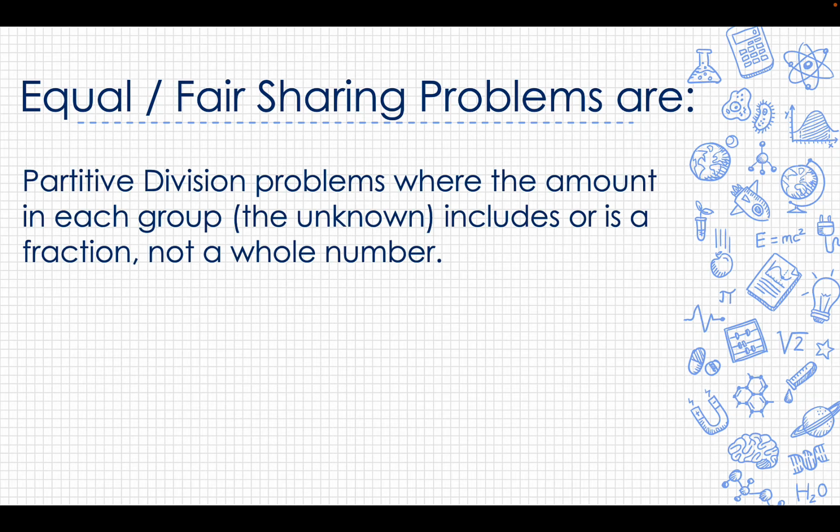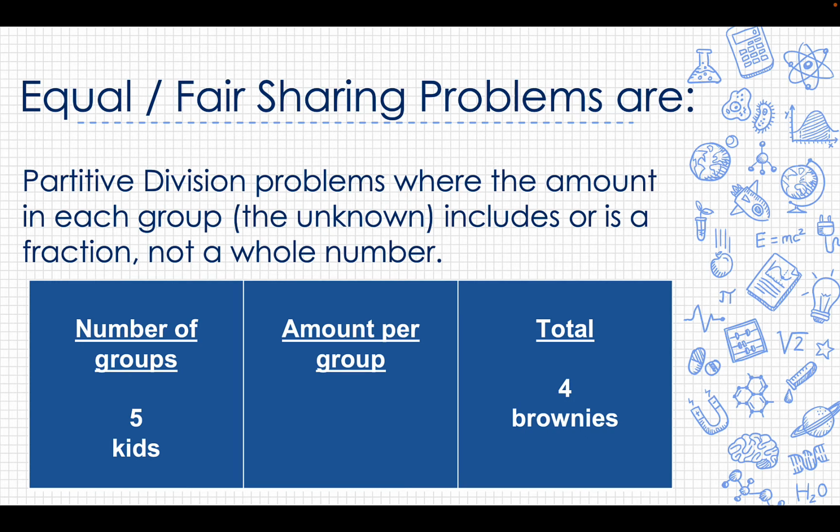Let's take a look at this special type of division, partitive division, called equal or fair sharing, where the amount in each group includes a fraction, not only a whole number. So we might have 5 kids and 4 brownies, and we have to distribute that amongst those kids and figure out how much each child will get.